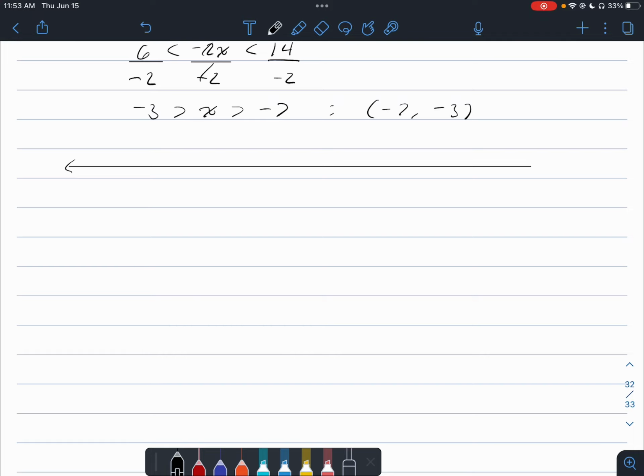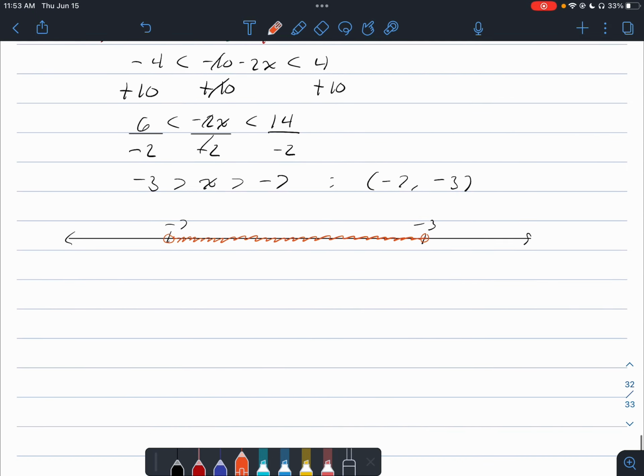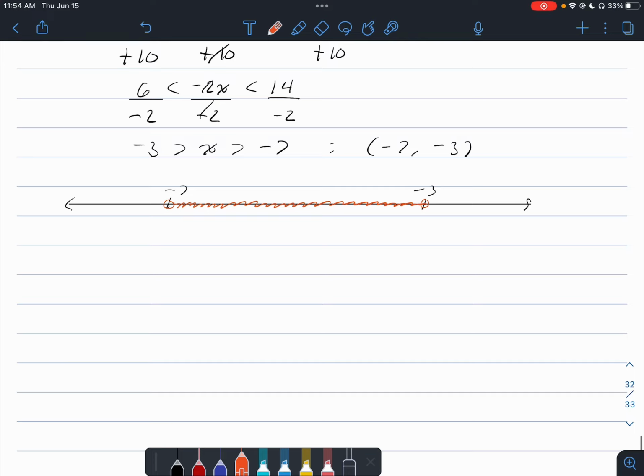Draw our number line, write our relevant values. We have -7, we have -3. We would draw our endpoints here. We're not including them, so we do circles. We want everything between -7 and -3. This would also be a valid way of writing our answer. So depending on what Alex wants, you should have 3 different ways you can write it.